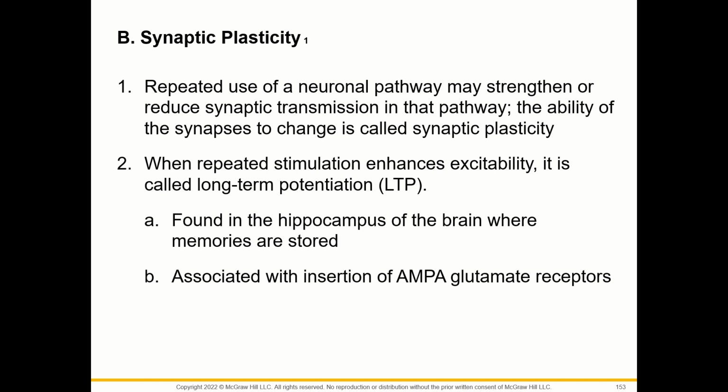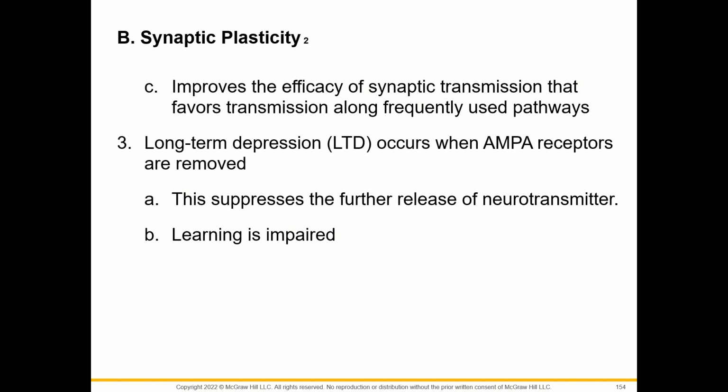So when repeated stimulation enhances excitability, it is called long-term potentiation. And this is found in the hippocampus of the brain where memories are stored. And it's associated with the insertion of AMPA glutamate receptors. It improves the efficacy of synaptic transmission that favors transmission along frequently used pathways. Long-term depression occurs when AMPA receptors are removed, and this suppresses the further release of the neurotransmitter, and thus learning is impaired.